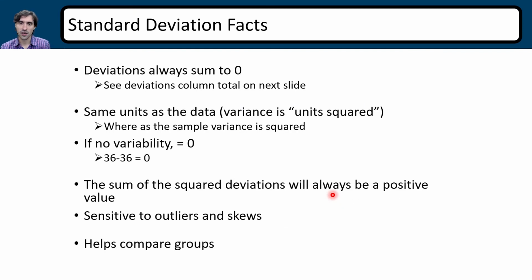So fun facts, deviations always sum up to 0 because you're taking everything that's less than the mean as well as what's more than the mean, and when all that deviation sums up, it equals 0 because you find yourself right back in the middle. Same units.